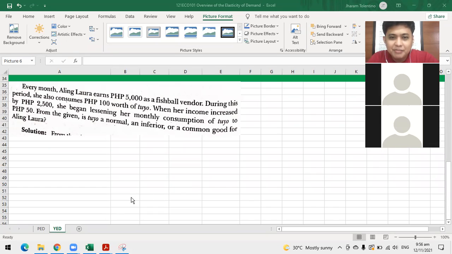Okay. So, going back, parang hindi ko yata kaya yung 100 pesos worth of tuyo daily. Joke lang. Hindi naman daily yan. Every month naman yan. So, every month, 100 pesos. When her income increased by 2.5, she began lessening her monthly consumption of tuyo to 50 pesos.